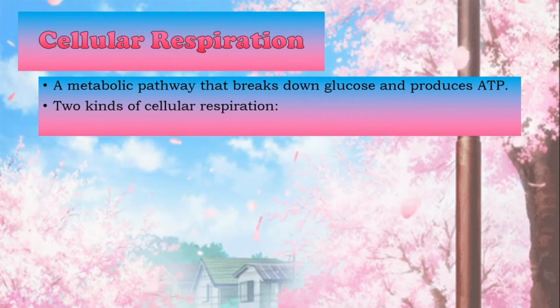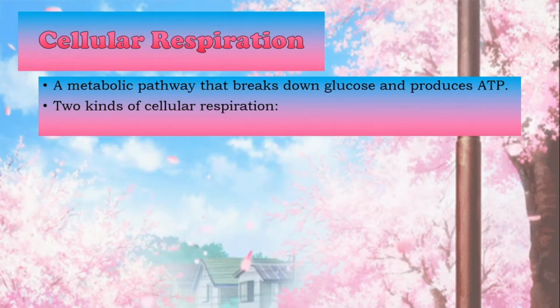Cellular respiration is a metabolic pathway that breaks down glucose and produces ATP. Cellular respiration is an energy-releasing process that takes place in all active cells 24 hours a day. It starts in the cytoplasm and is completed in the mitochondrion.